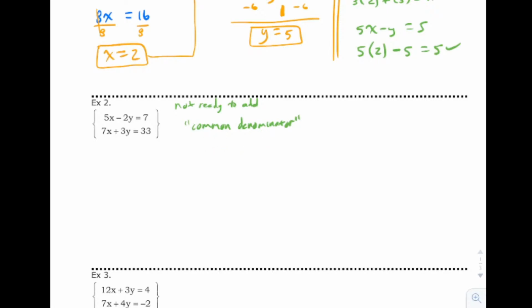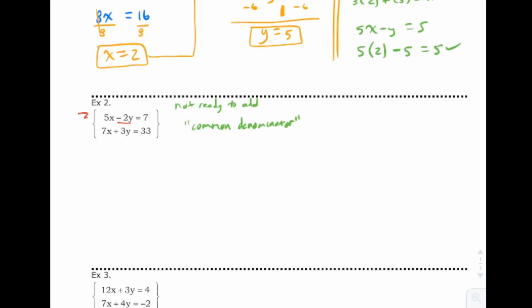So you look at the 5 and the 7, and you say, well, I could think about making those both into 35s. The common denominator of 5 and 7 is 35. Or if I look at the y's, I got a 2 and a 3. I can think about 6s. The common denominator, if you had halves and thirds, would be 6. Let's do that. So here's what you've got to do. You take this minus 2y, and you want it to be a minus 6y.